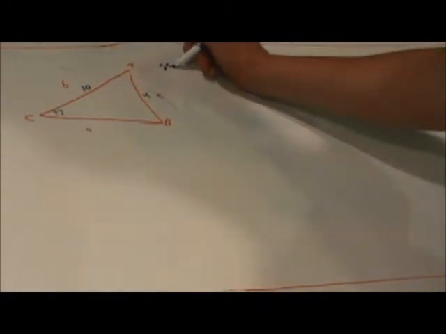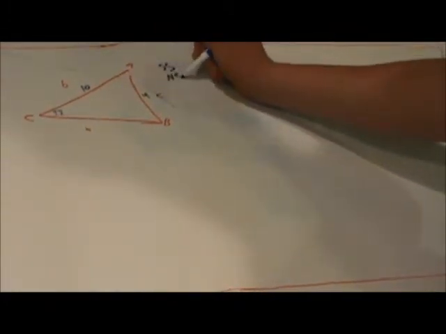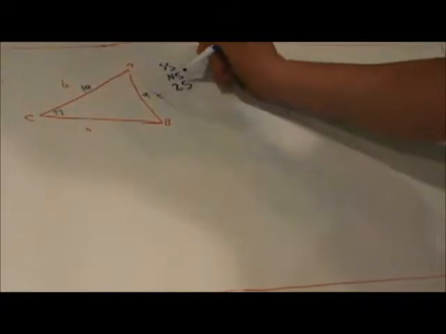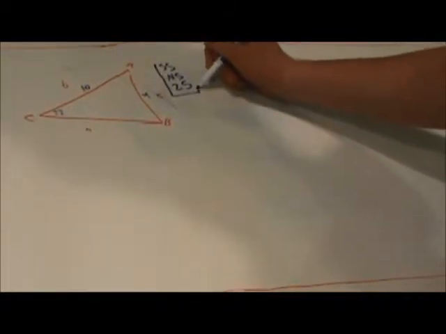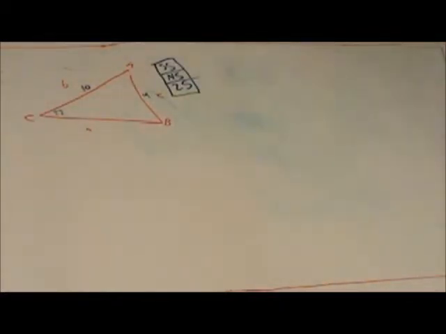So we have 3 options that it could be. It could be a single solution, no solution, or 2 solution case. We need to figure out which one of these cases it is. So to start, let's see if it even has a solution. So we can do that by doing the law of sines.